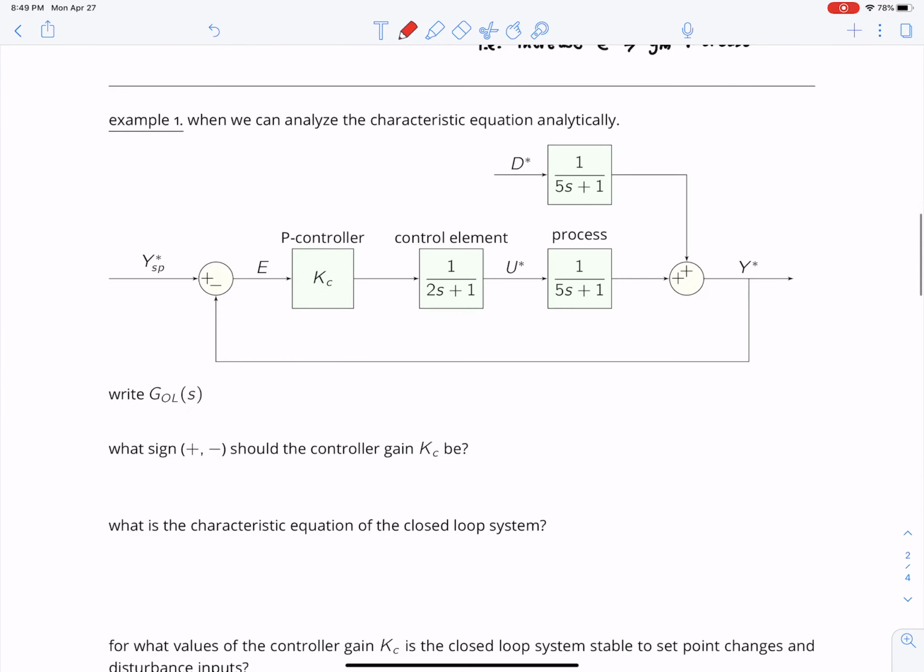Here we have an example. It's a closed loop system under P control, and I didn't specify the gain of the P controller. It's KC. And we want to ask the question, if we have a knob where we can tune the KC, is it possible for it to destabilize this process? So first, let's derive the open loop transfer function.